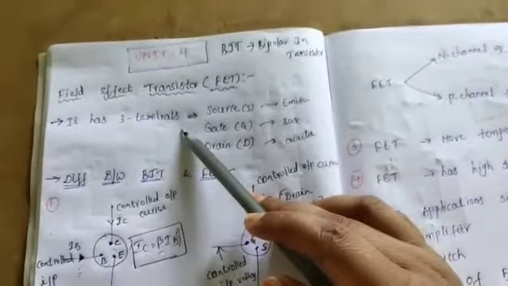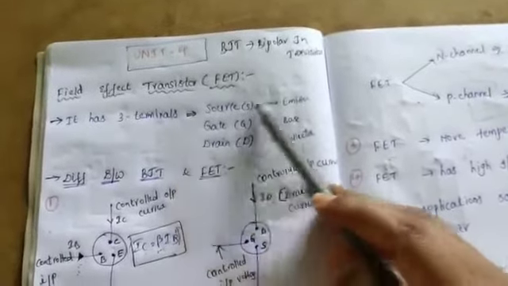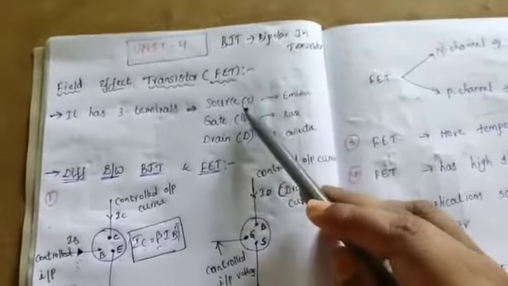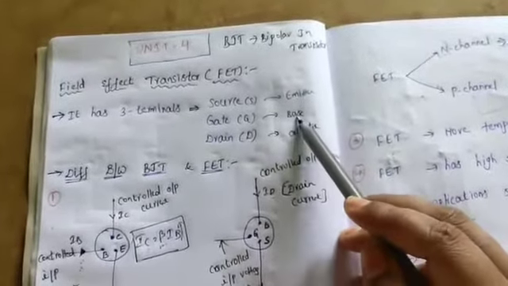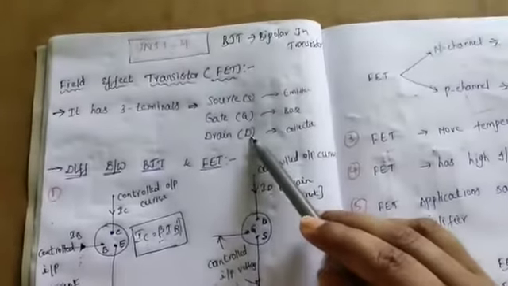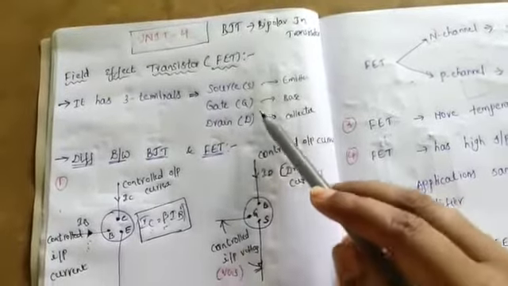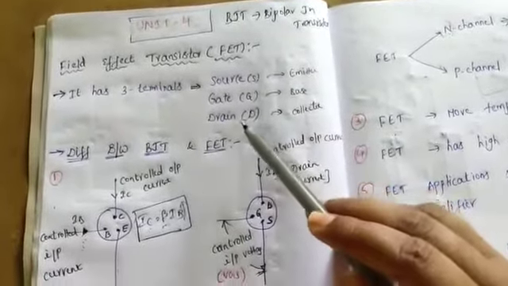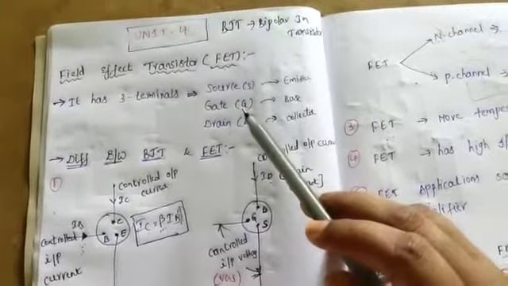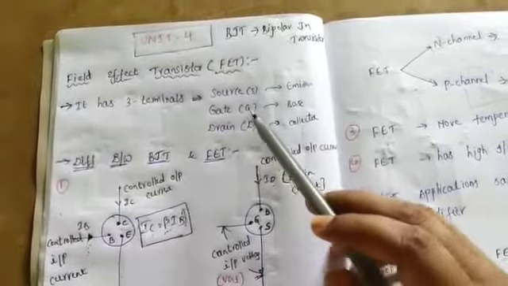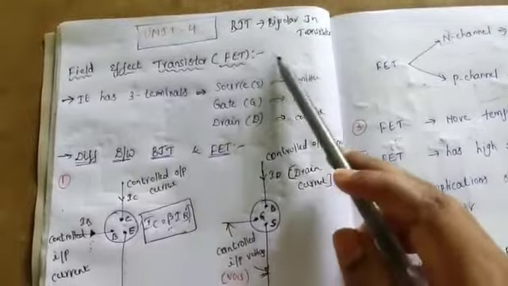So the FET has 3 terminals, just like a transistor. These 3 terminals are source, gate, and drain. The function of the source is similar to the emitter, the gate function is similar to the base terminal, and the drain terminal function is similar to the collector, right. So the two applications of FET, that means amplifier and switch, are both the same as BJT, right. The two main applications of FET are amplifier and switch, just like a transistor.